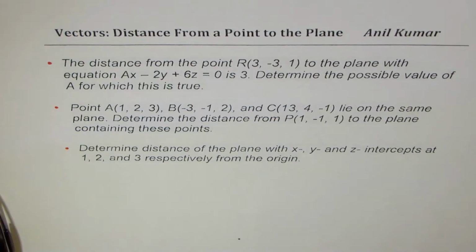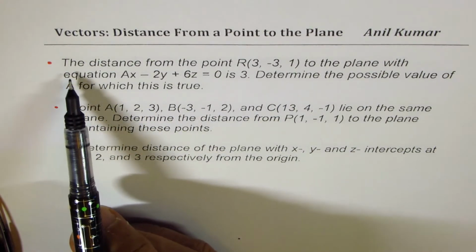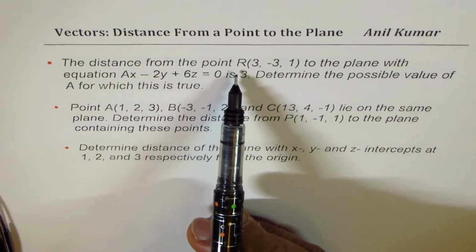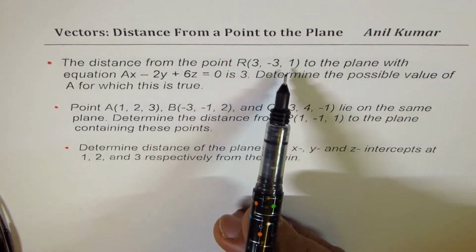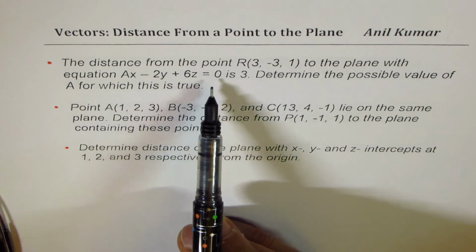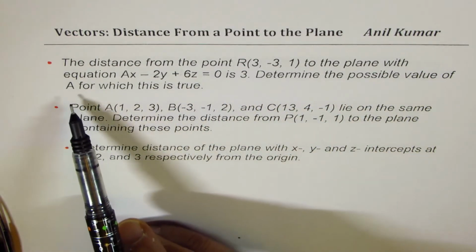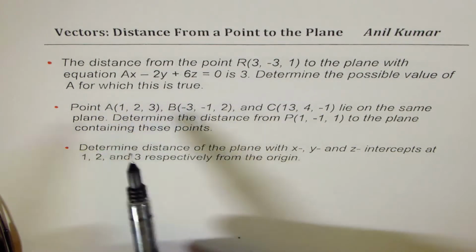I'm Anil Kumar, sharing with you 3 important questions from my student Anna, and I hope the solutions of these problems will help you understand the concept of finding the distance from a point to a plane. The questions are: number 1, the distance from the point R (3, -3, 1) to the plane with the equation ax - 2y + 6z = 0 is 3.